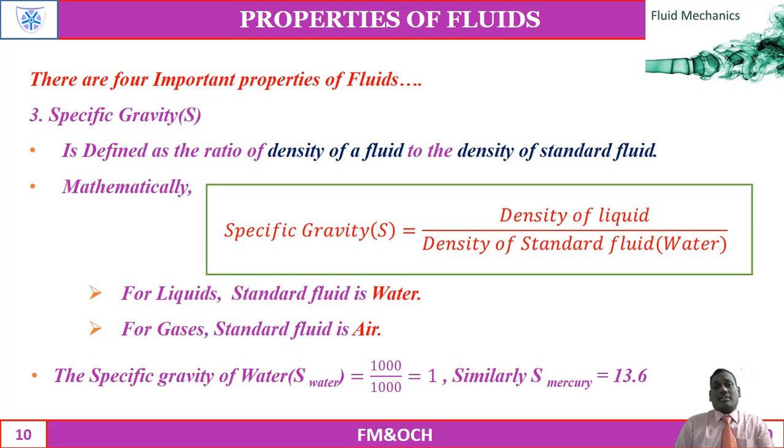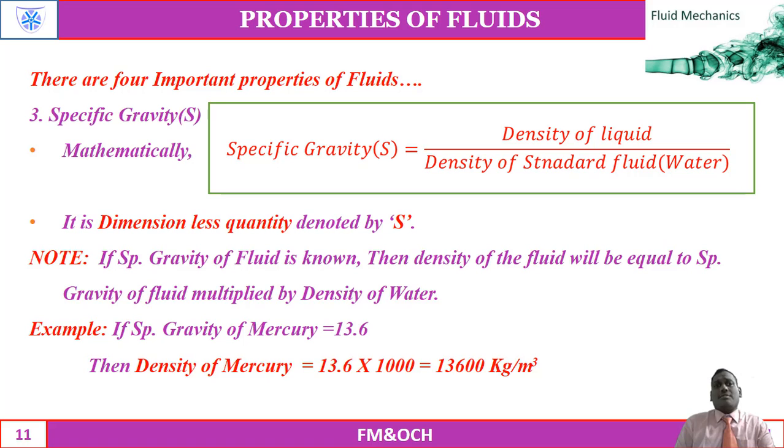So the specific gravity of water, S water, is equal to the general density of water, 1000, divided by the standard fluid, which is also water. So 1000 by 1000, how much is it? It is 1. So the specific gravity of water is always 1. Similarly, if you take mercury, which is a heavy, thick fluid, the specific gravity of the fluid is 13.6.